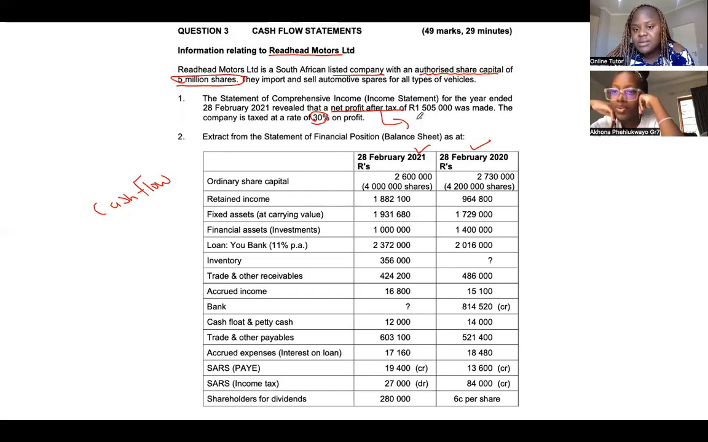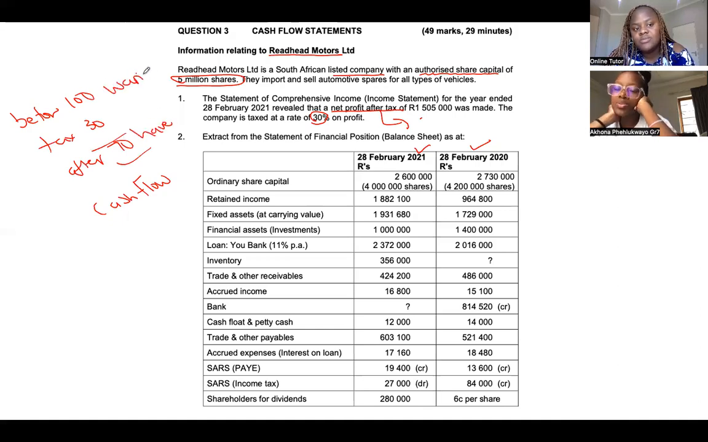Tax is 30. Okay, let's quickly talk about that. Before tax is 100. Tax is 30. After is 70. So this is what we have. This is what we want. Do you agree? Agreed? Yeah, I get it.